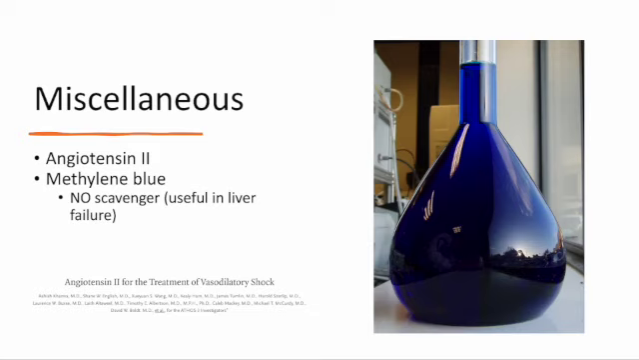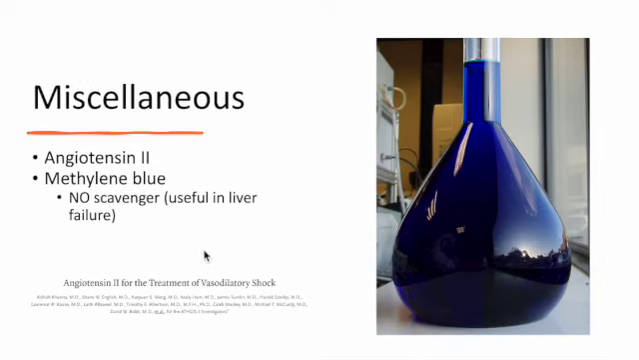And because of its role as a nitric oxide scavenger, it may be used in patients with advanced cirrhosis, as the pathophysiology of shock and cirrhosis involves high levels of circulating nitric oxide. And this is a picture of methylene blue on the right here with this dark blue color. But regardless, both of these agents are really last-ditch agents in patients who are maxed out on 3 to 4 pressors.